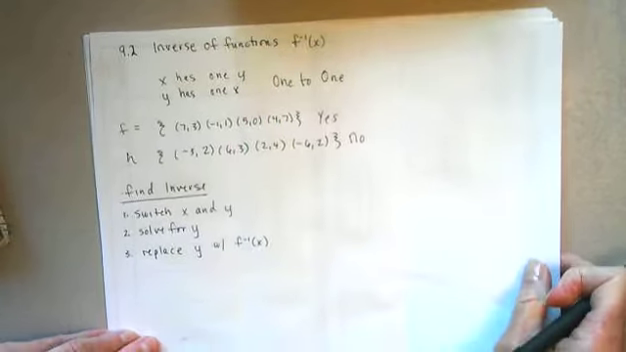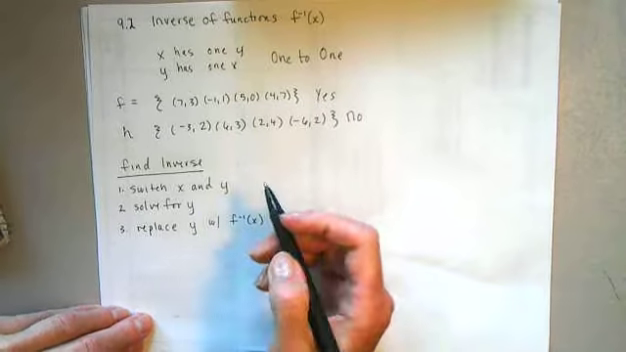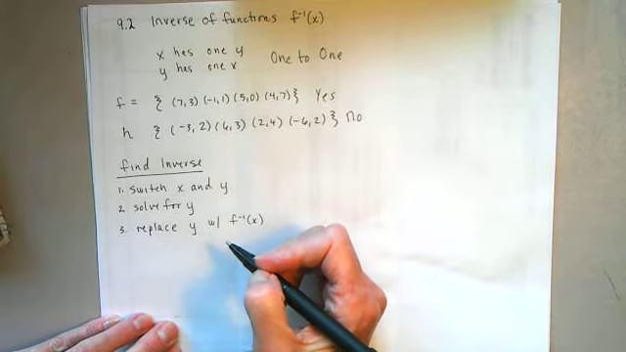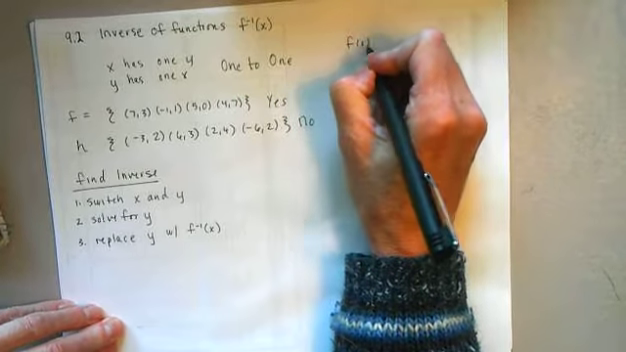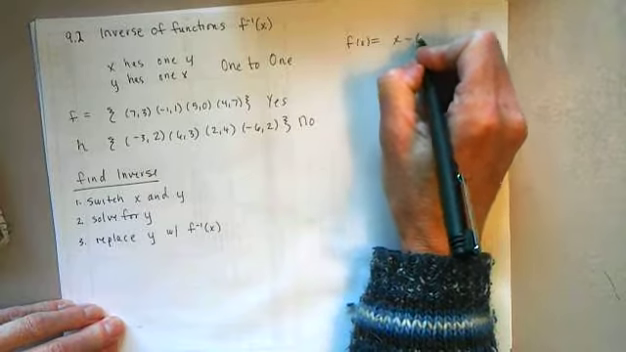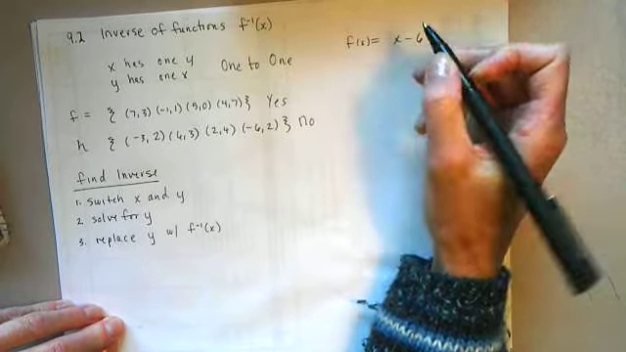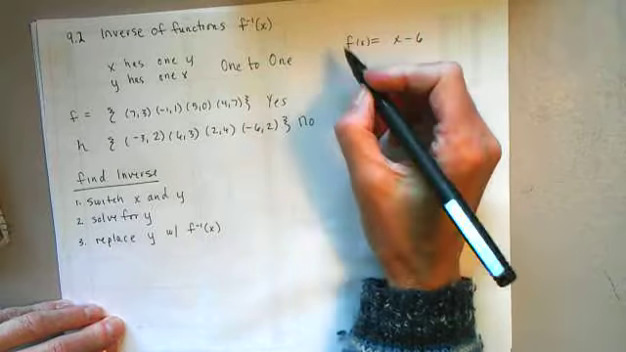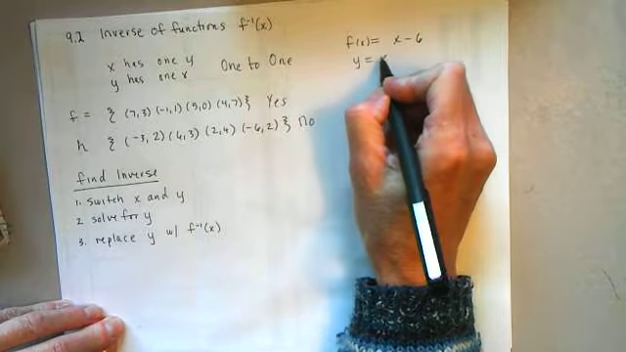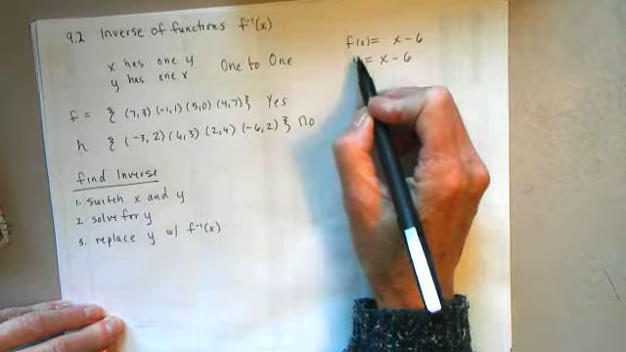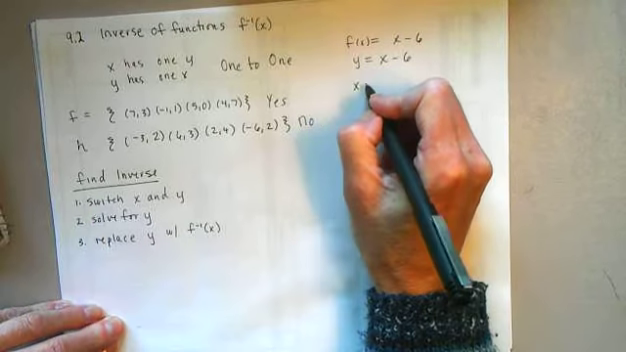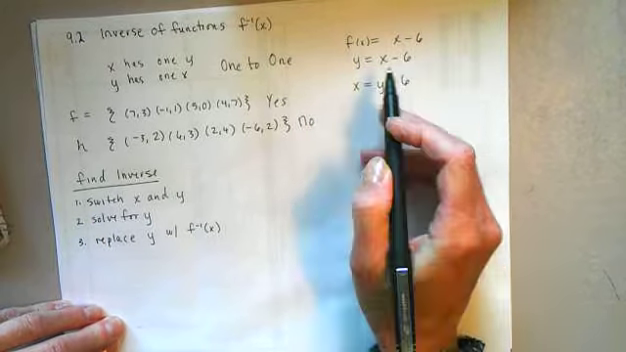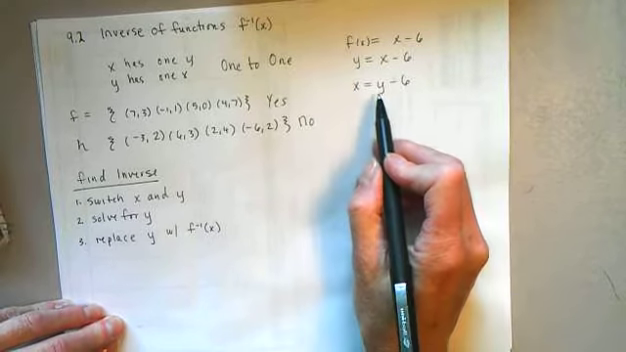Okay? Okay. So, let's say that I gave you f of x is x minus 6, and I want you to find the inverse. Well, you know that f of x is the same as y. So I can replace f of x with y, and I haven't changed anything. Now I'll go to step number 1. Step number 1 says I'm going to switch x and y. So I'm going to put x here and y here, just switching their places. And then I need to solve for y.